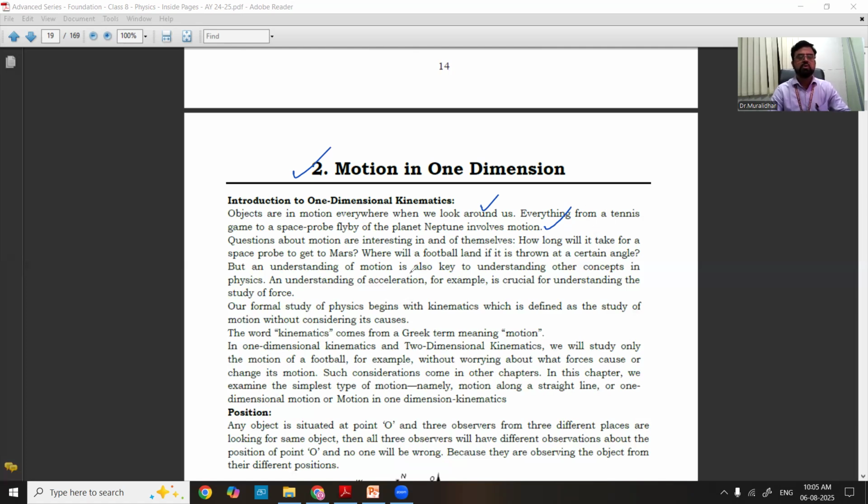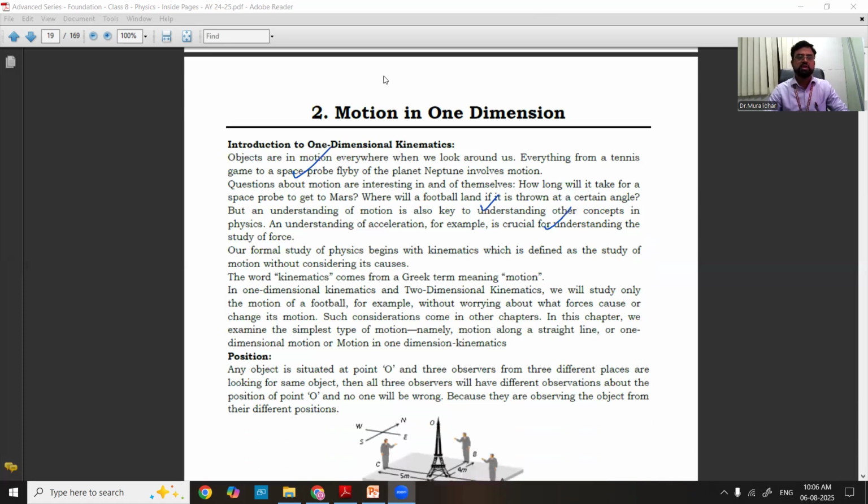So where will the football land? Through a certain angle. When you hit the football, you can hit it along the ground or you can hit it in the air also. But whether it goes in a straight line or follows an angle, based on that, it can be 1 dimension, 2 dimension, or 3 dimension. That means, as I told already, there are different kinds of motion. In one case only, we can find all 3 dimensions.